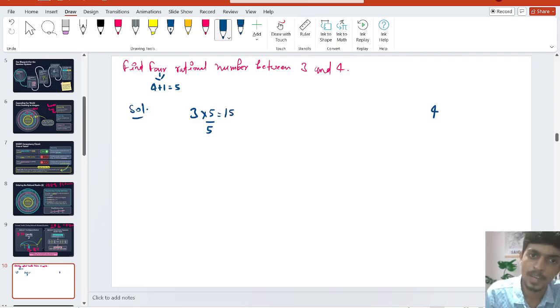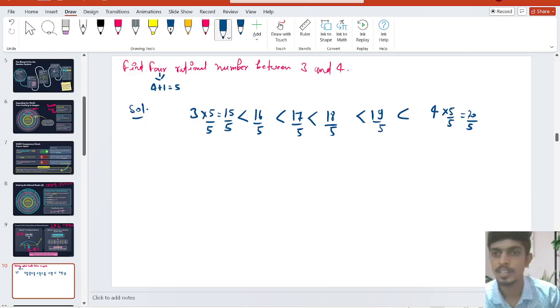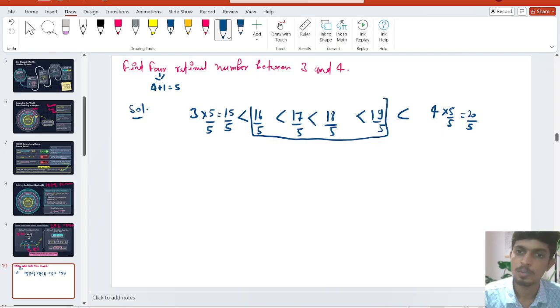This is 15 by 5, and multiplying 4 by 5 by 5 you get 20 by 5. Then 16 by 5 is greater than 15 by 5, 17 by 5 is greater than 16 by 5, 18 by 5 is greater than 17 by 5, and 19 by 5 is greater than 18 by 5. What do you get? 1, 2, 3, 4: four numbers you get here. You get 4 numbers between 3 and 4 using the NCERT method.